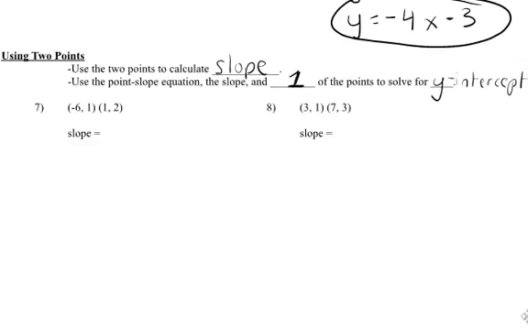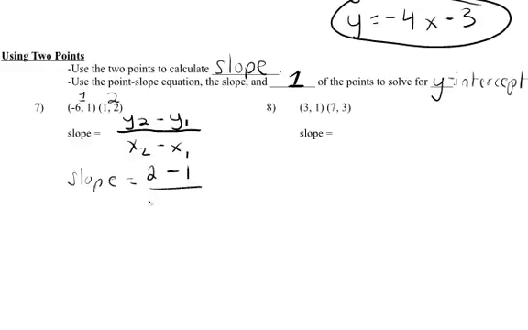So, the first thing we have to do is calculate the slope. So remember, slope is y2 minus y1 over x2 minus x1. Doesn't matter which one is 1 or 2. To make it easy, we'll just make this 1 and this 2. So slope is going to be 2 minus 1 over 1 minus -6. Okay, so 2 minus 1 is 1 over 7. So our slope is going to be 1/7.